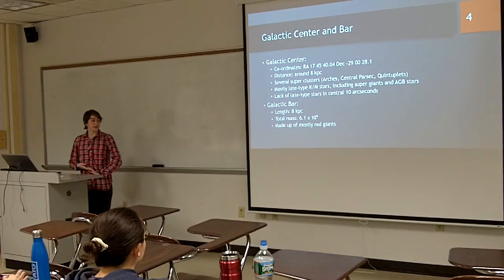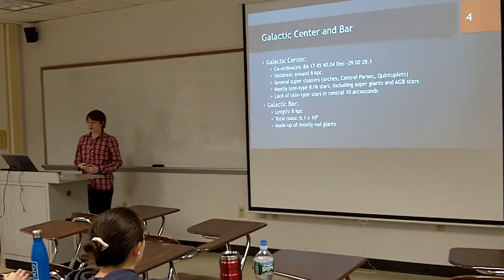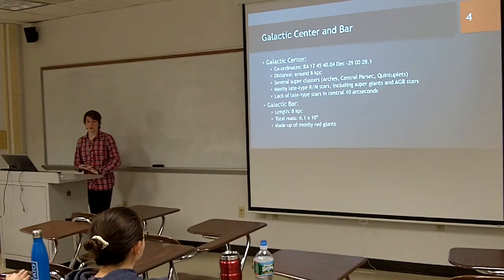The galactic bar is about 8 kiloparsecs wide, roughly, I don't know exactly. It has a total mass of about 6.1 times 10 to the 9 solar masses, and it's made up of mostly red giants.